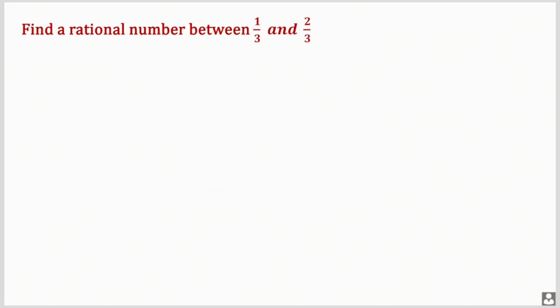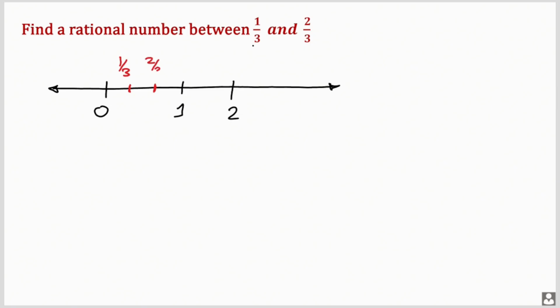Here we have another question. Find a rational number between 1 by 3 and 2 by 3. First we will see where 1 by 3 and 2 by 3 come on the number line. So make a line, mark 0, 1, 2 and so on. Now, 1 by 3 and 2 by 3: both numbers have 3 in the denominator and both are greater than 0 and less than 1. So we will mark 3 parts between 0 and 1. So this is 1 by 3 and this is 2 by 3.